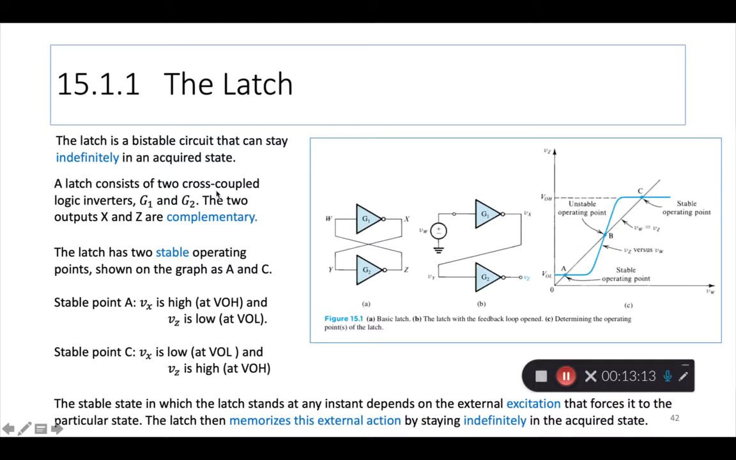And you'll hear this phrase cross-coupled a lot. So what that means is you have one inverter, it has an input W, and then this symbol as an inverter, right? A triangle with a circle. The output of the inverter is the complement of whatever was at W. So if W is high, X is low. If W is low, X is high. Similarly, you have another inverter G2 that has Y as an input and Z as an output.